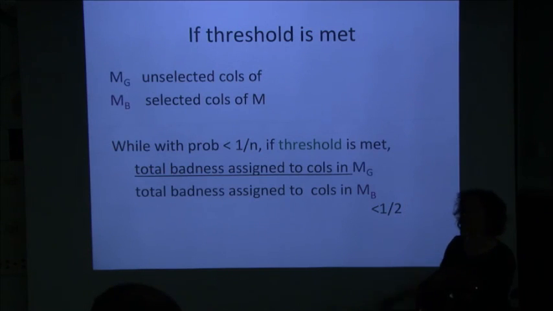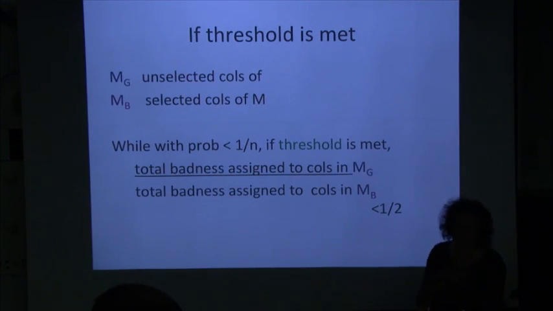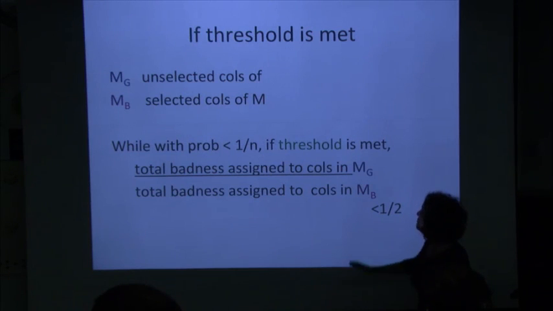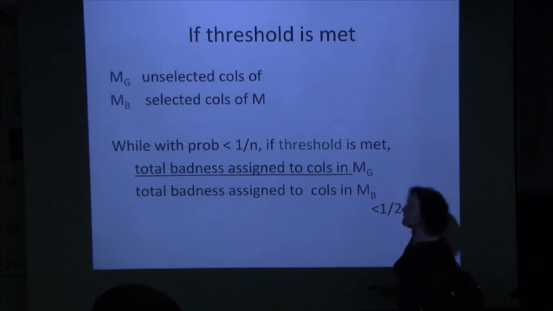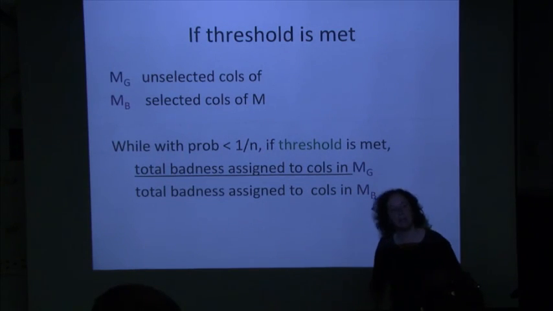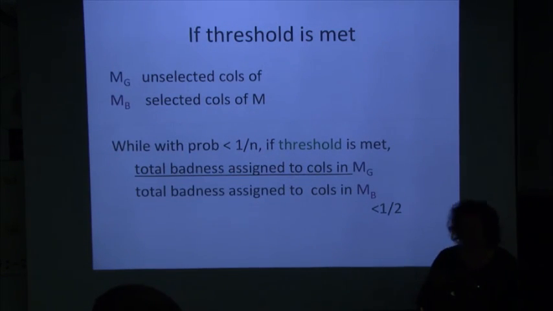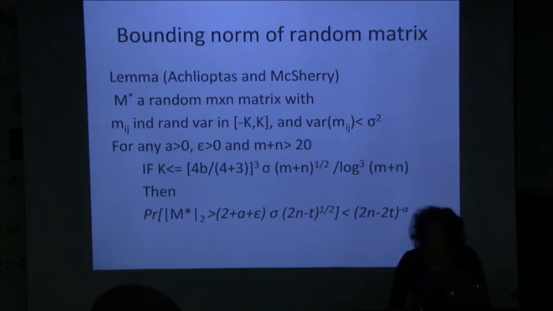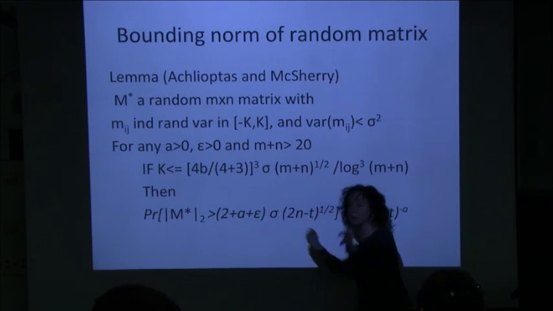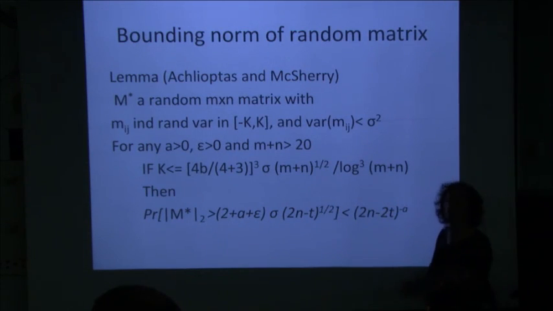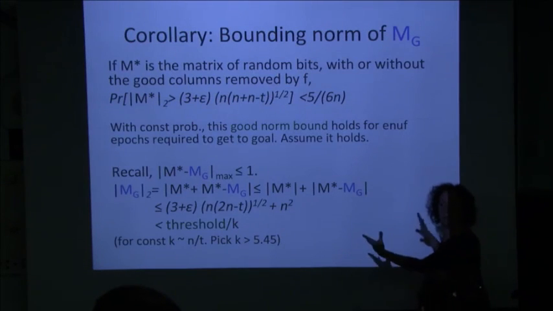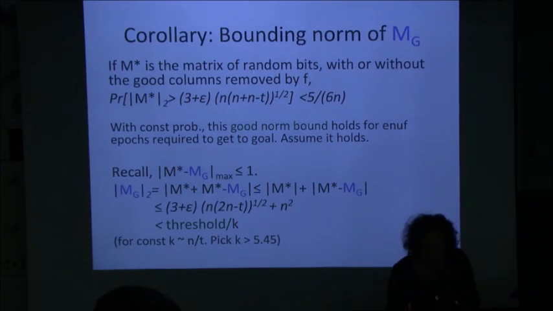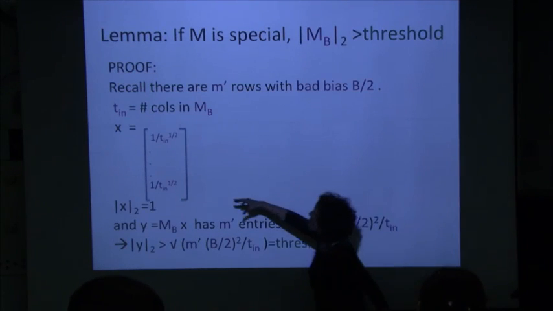Okay, so there's a proof, and I don't have much time to go through it, but once you want to prove this, it's not hard. You first show that the ratio of the total badness assigned to good guys over the total badness assigned to bad guys is less than 1/2, and then you can only remove so many. You use this lemma, which shows that the norm of the good part of the matrix is bounded. You show the norm of the bad part of the matrix is big, using what we know about the amount of bias.